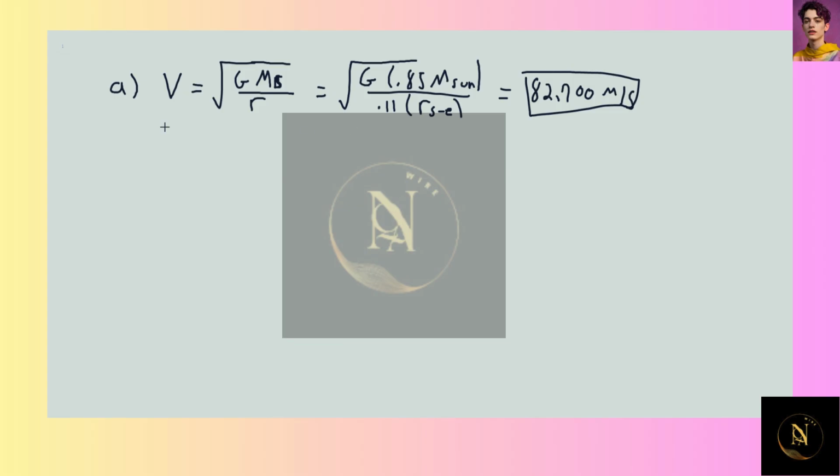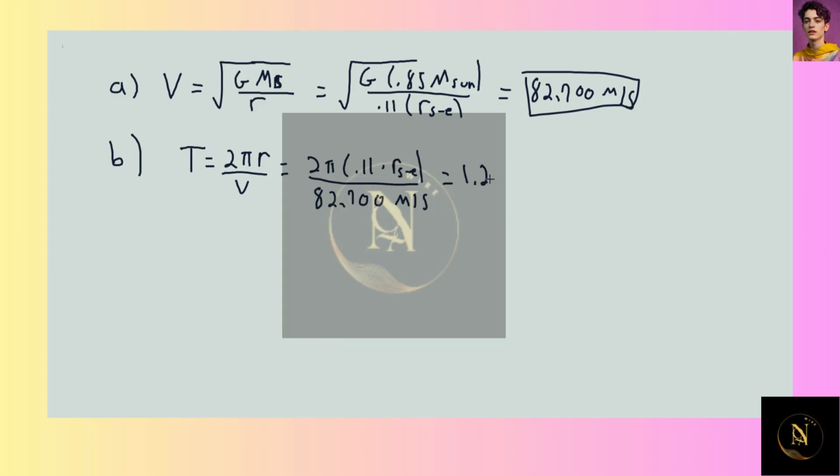So that's part A. And then in part B, they want to know what the orbital period is. The period is just the distance traveled in one cycle, the circumference, 2 pi r, divided by the velocity. So 2 pi, and again for r, 0.11 times the distance of the Sun to the Earth, and then divided by that velocity we just found, 82,700 meters per second. And we should find that that is about 1.25 times 10 to the 6th seconds.